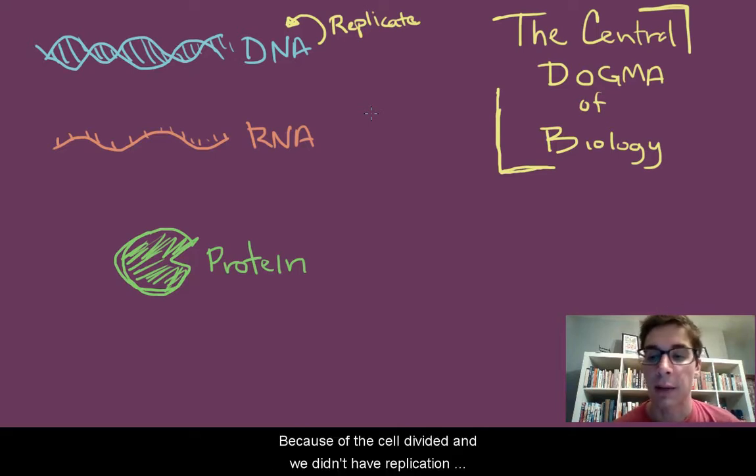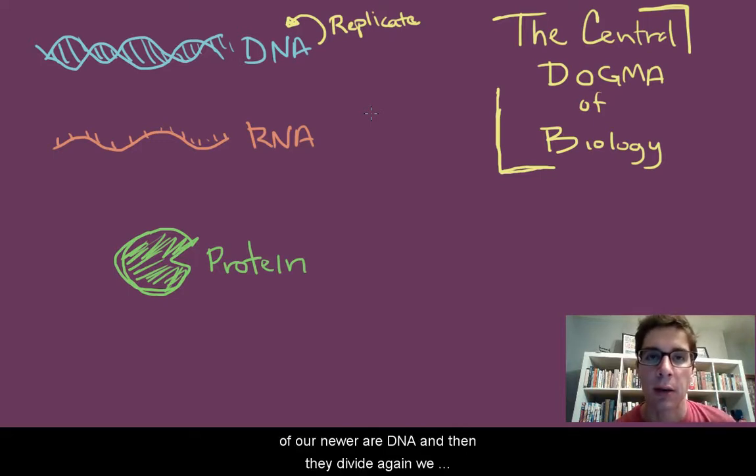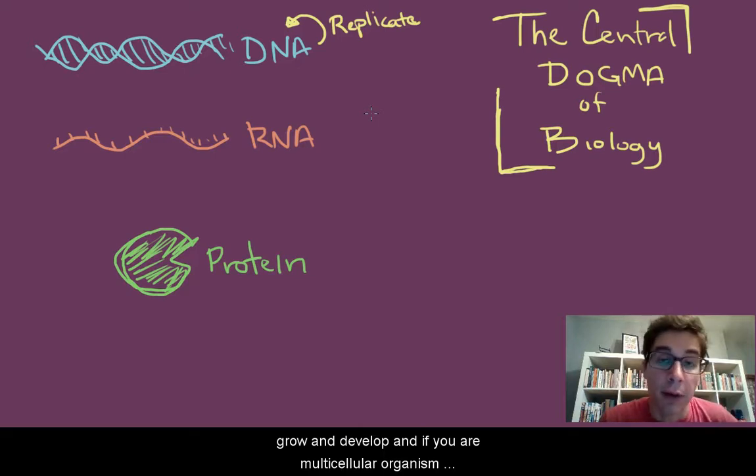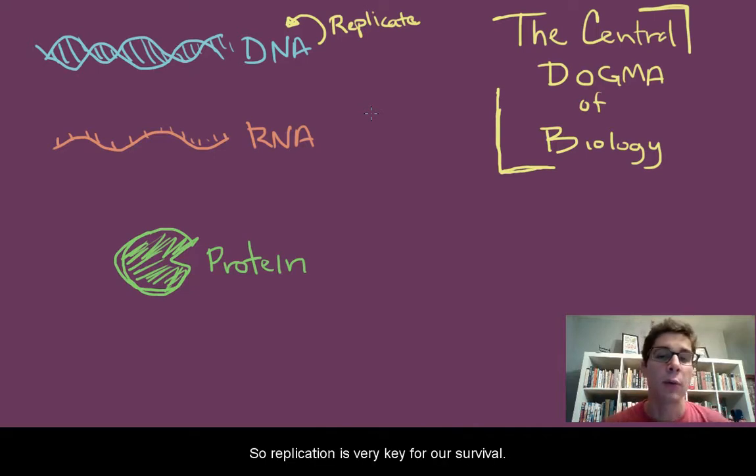DNA. Because if the cell divided and we didn't have replication, we would have two cells that only have 50% of our DNA. And then they divide again, and we only have 25%. Honestly, after one division, our cell probably wouldn't even be able to function. So replication is key for the ability for cells to divide and grow and develop. And if you're a multicellular organism, that's probably something that you would like. So replication is very key for our survival.